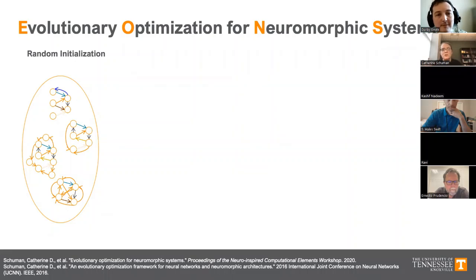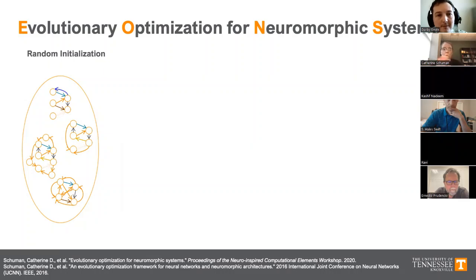So this tool is called EONs, Evolutionary Optimization for Neuromorphic Systems. And the genetic representation that we use here is not a binary string. It's not a string of real values. It's a graph or a network of nodes and edges. We think of them as neurons and synapses, but EONs can just be used more broadly for nodes and edges.